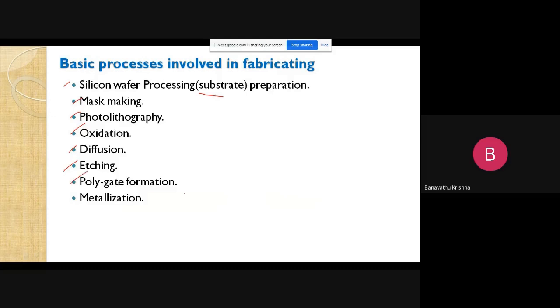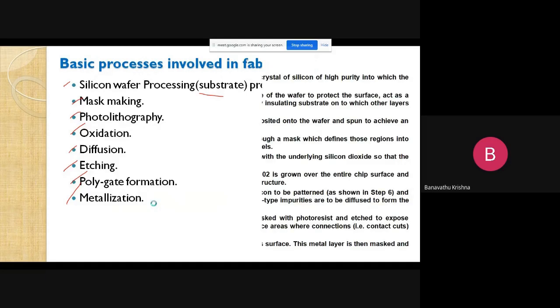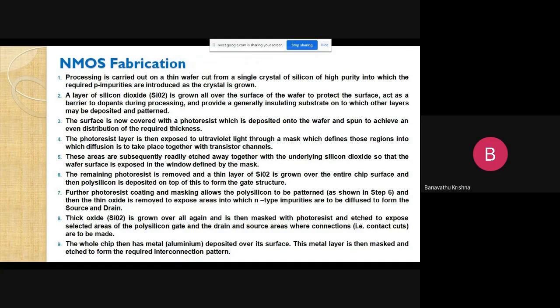To make the gate connection, we need to cover the surface with the polysilicon gate. And finally, we get the terminals: source, gate, and drain. Then we need to metallize the entire surface with the metallization process. These are the steps we are going to discuss along with the diagram also. Before discussing in detail with the diagram, now I am going to discuss point by point. There are 9 points that we need to discuss here.